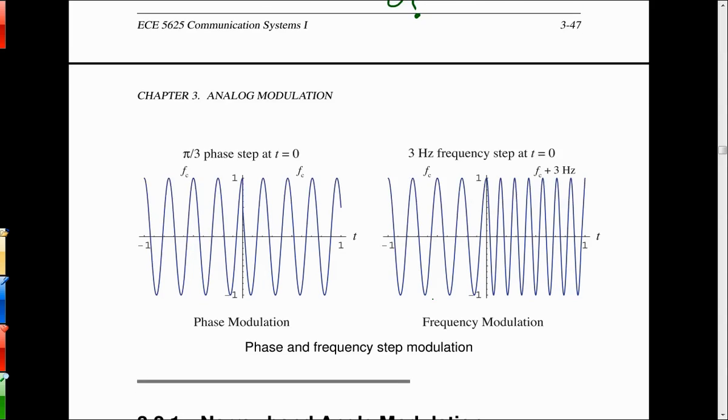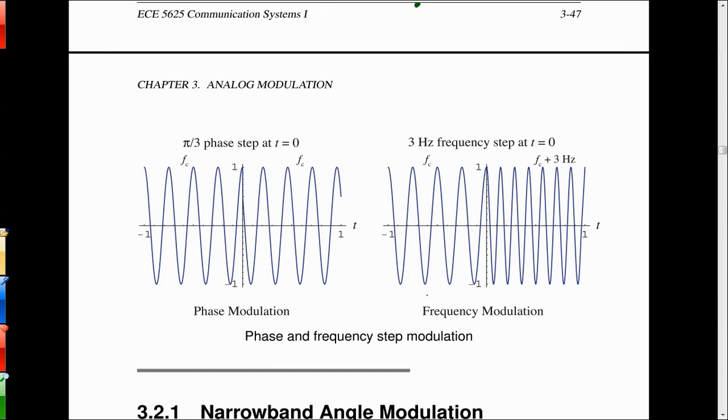So these two plots show you what happens for phase modulation. You just see a sudden jump in the phase, so it instantaneously is jumping by pi over 3.